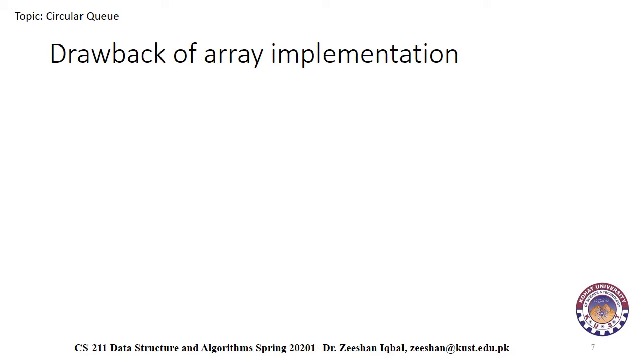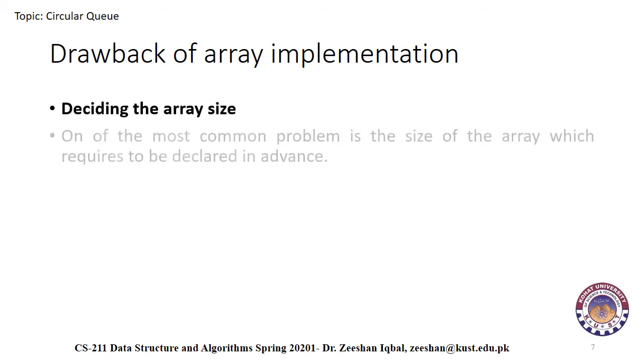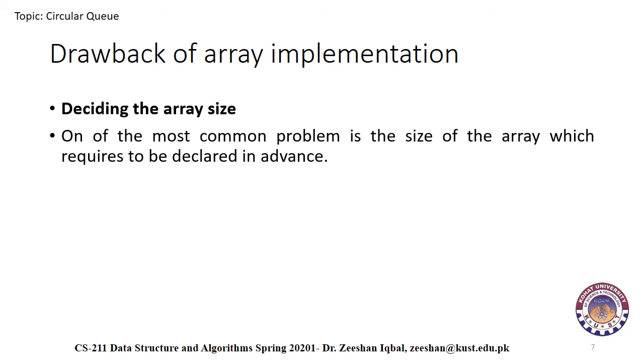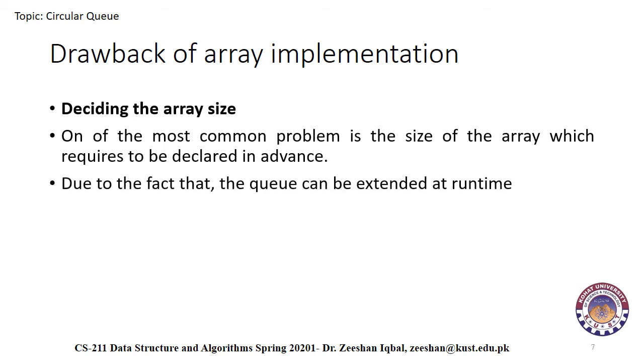Another drawback of array implementation is deciding the array size. One of the most common problems with array implementation is that the size of the array must be declared in advance. Since the queue may need to be extended at runtime depending on the problem, extending the array size is a time-taking process and almost impossible to perform at runtime, since a lot of reallocation will take place.